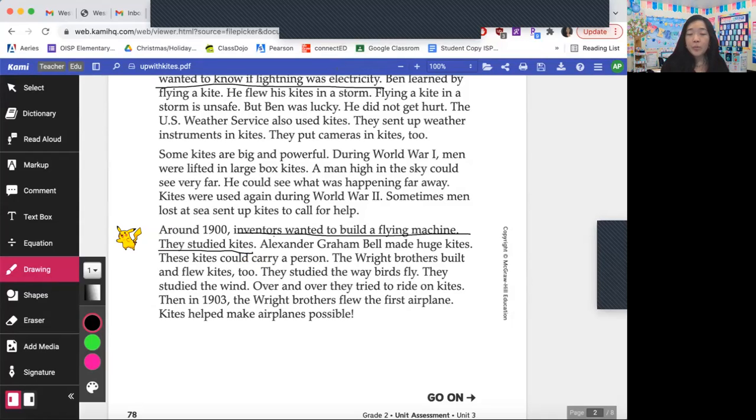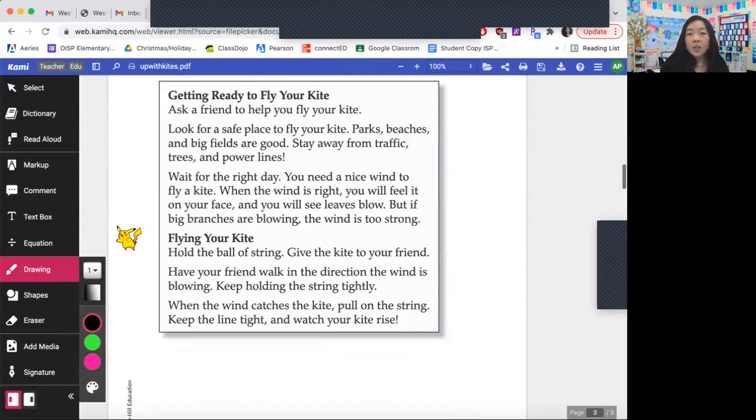Kites helped make airplanes possible. Getting ready to fly your kite. Ask a friend to help fly your kite. Look for a safe place to fly your kite. Parks, beaches, and big fields are good. Stay away from traffic, trees, and power lines.